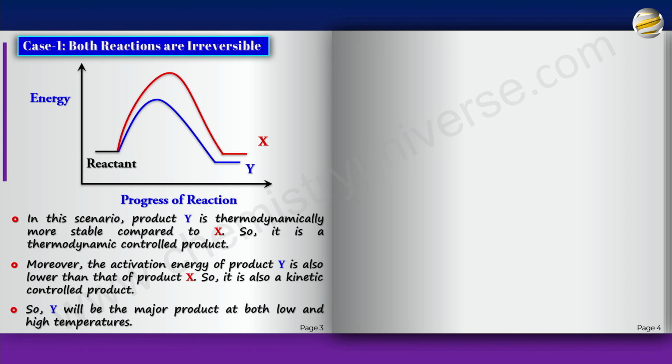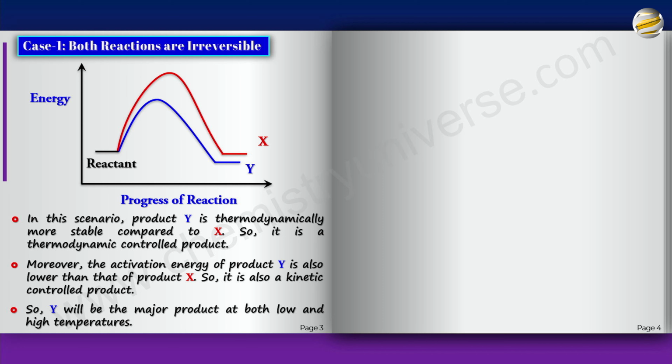And it makes sense. At lower temperatures, you can get lower activation energy and Y will form in major amount. At higher temperature also, Y will be major, as it will anyway form faster than X, even though X can form. And Y being more stable, you will get more of Y than of X.